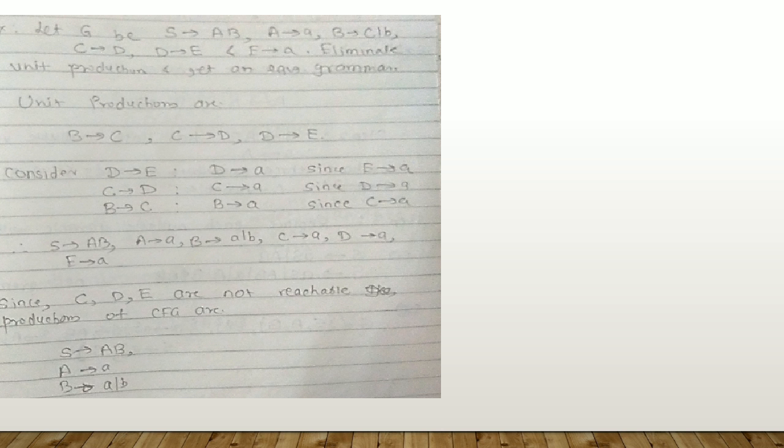So ultimately we are not reaching capital C or D or E in any way. The final production rules after removing unit productions are S gives capital AB, A gives small a and B gives A and B. These three productions do not contain any unit productions. So here all the unit productions are removed and all the useless symbols are also removed.